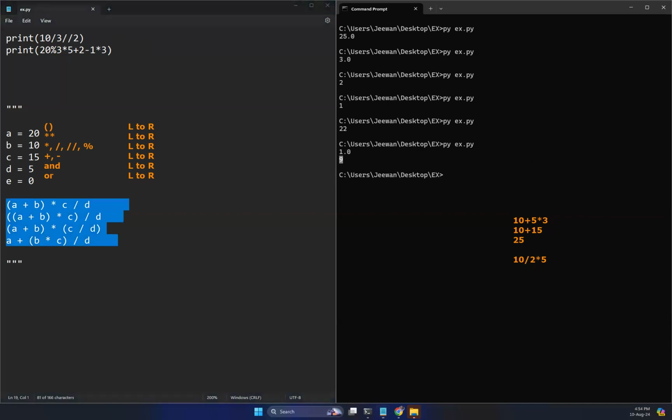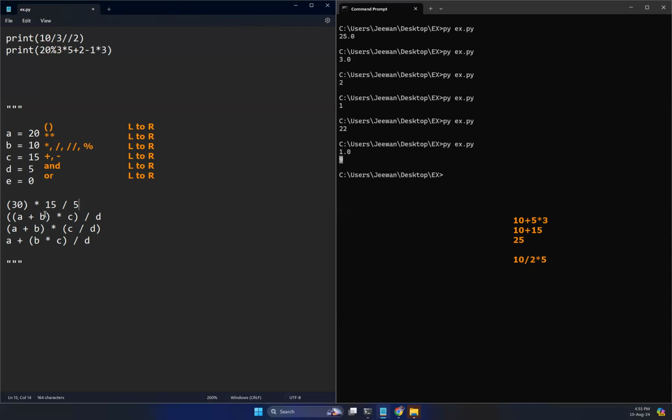You get 90. How? How you get 90 for the first one? A plus B inside the brackets, then that becomes 20 plus 10, which is 30. Then 30 multiplied by C means 15 divided by 5. Then 30 multiplied by 15 divided by 5. Okay, 90 as the answer.